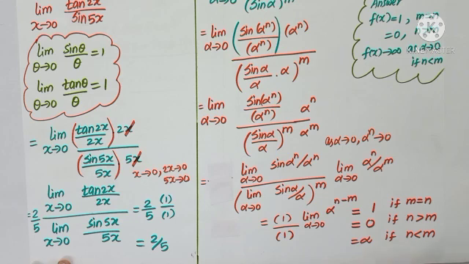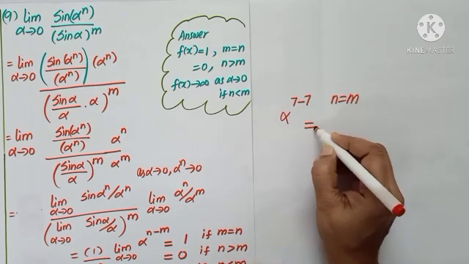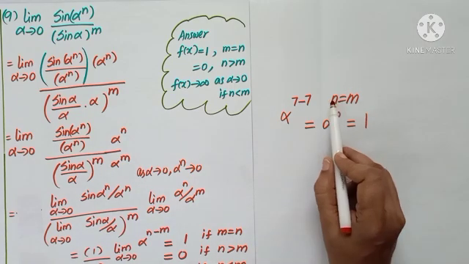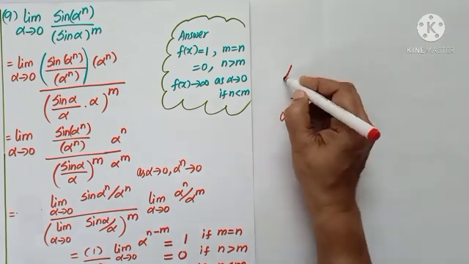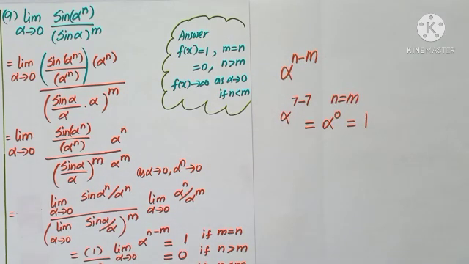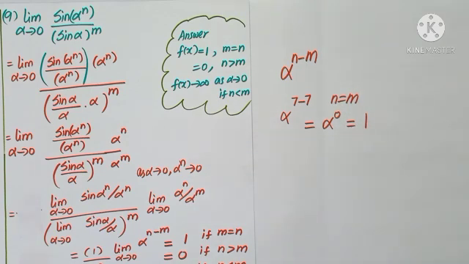Suppose I have alpha power 7 minus 7. Here n and m are equal. What is my answer? 7 minus 7, 0. So I get alpha power 0, that is 1. So when n and m are equal, I get alpha power 0, that is 1.